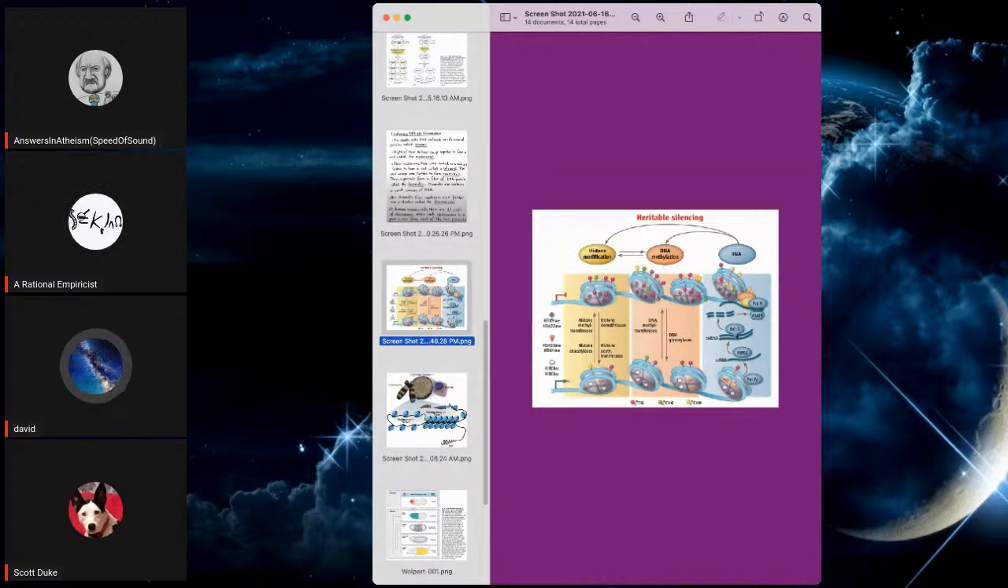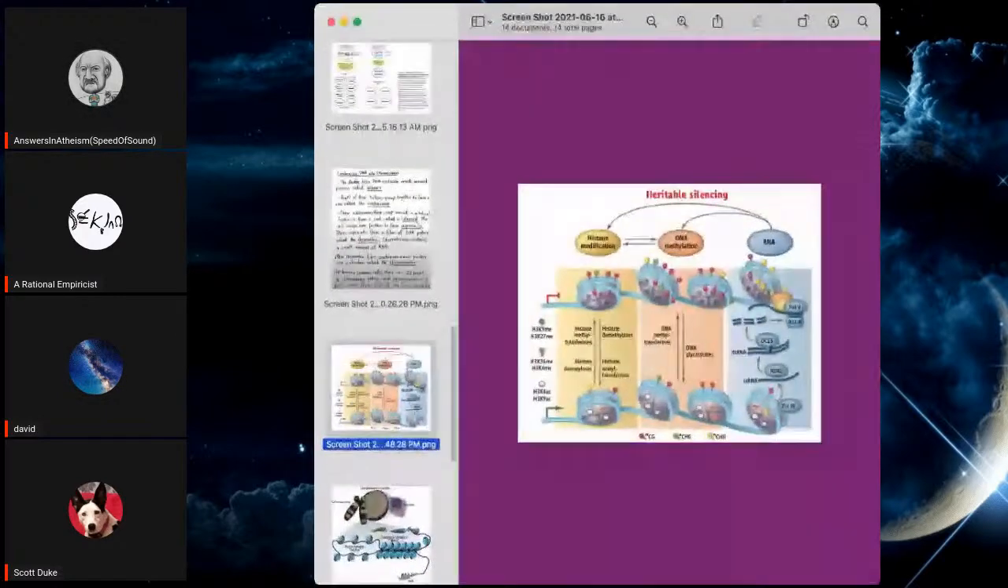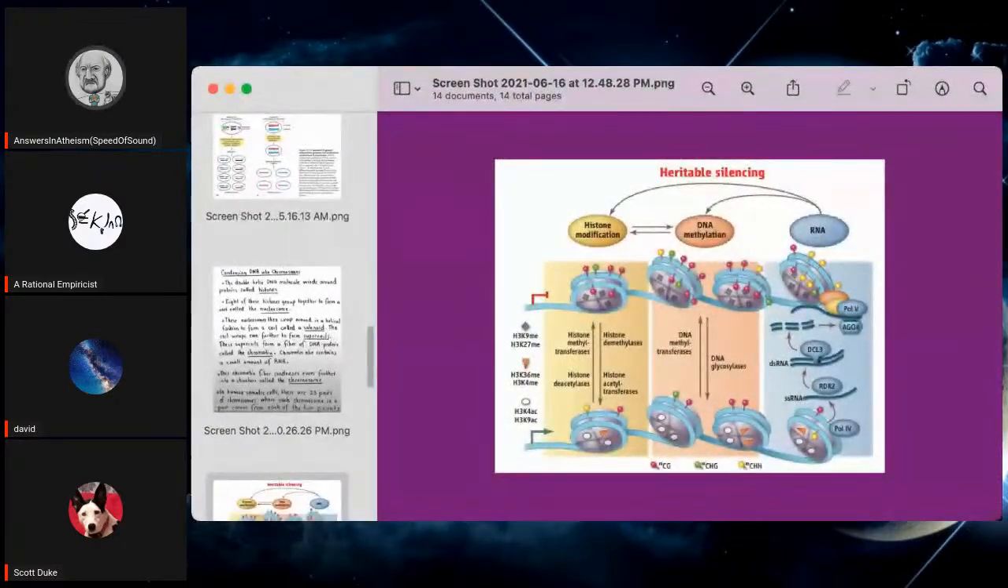Yeah. Well, I figured that, but here's a nice little picture of these guys wrapped around the histones, so you can see the beads on a string.